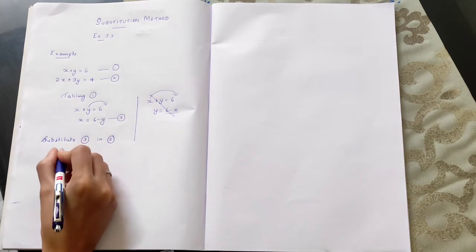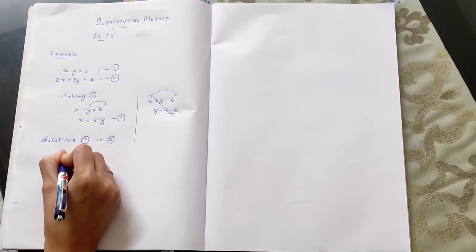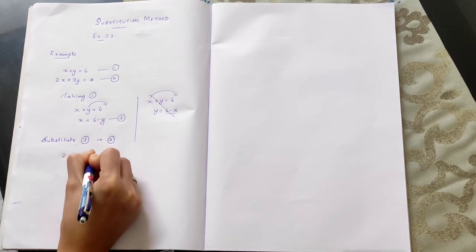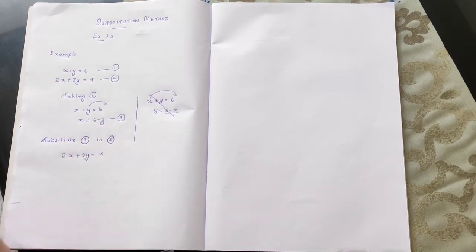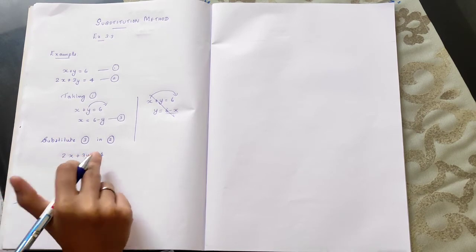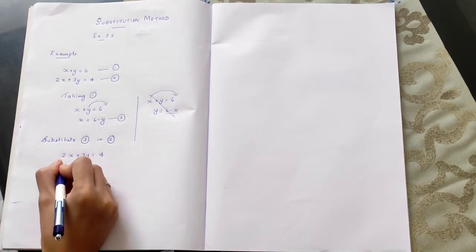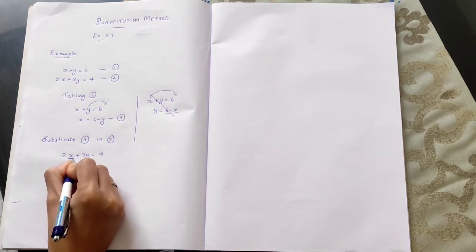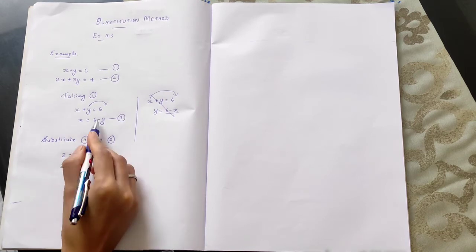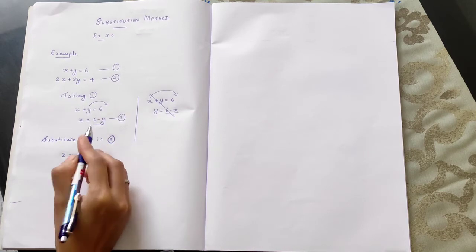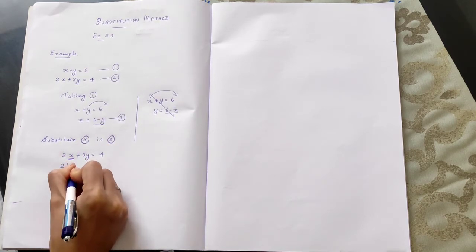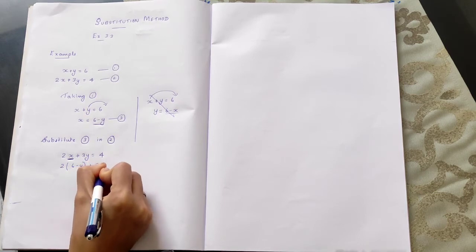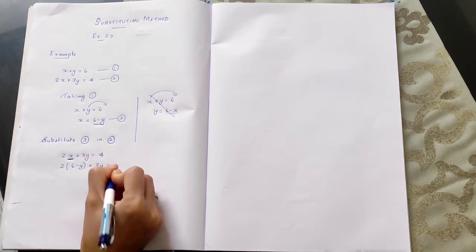So what is equation number 2? We can write equation number 2, that is 2x plus 3y equal to 4. This is our equation number 2. Then what we have to do is 2 into x. Instead of this x, we are going to substitute 6 minus y. Okay, so 2 into 6 minus y plus 3y equal to 4.